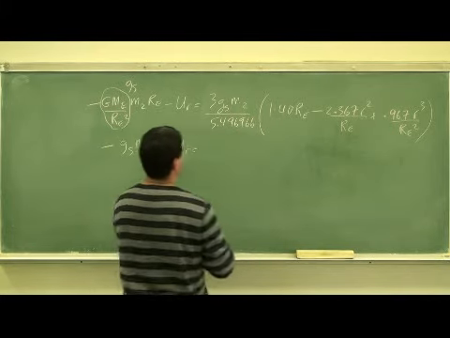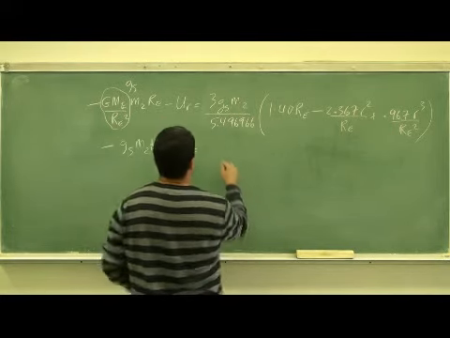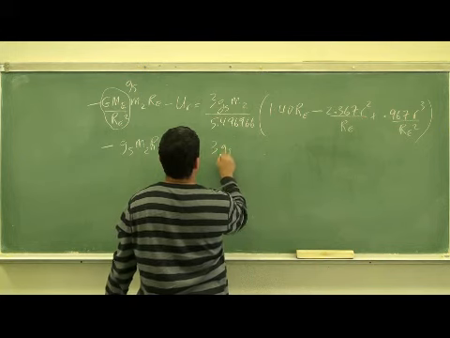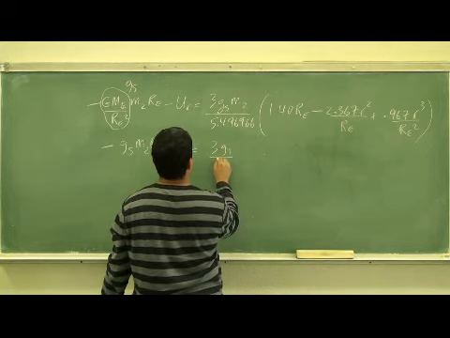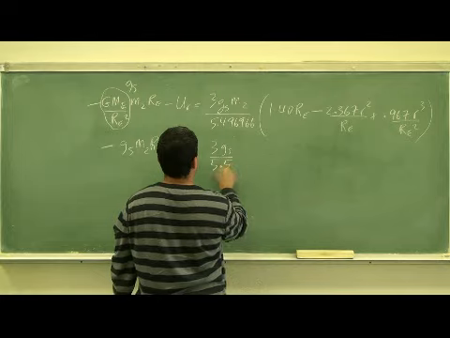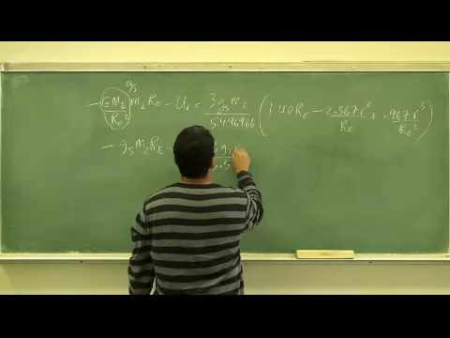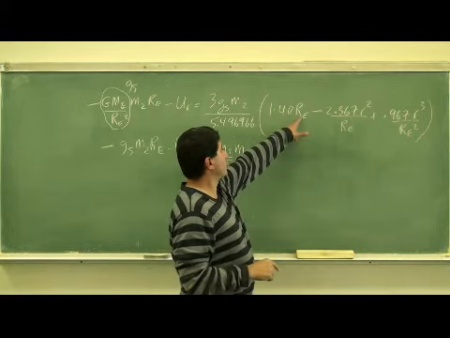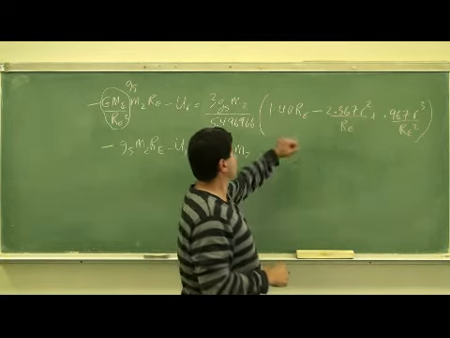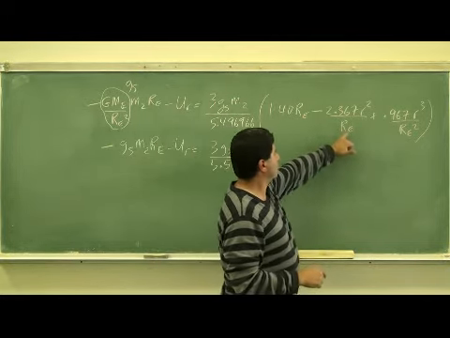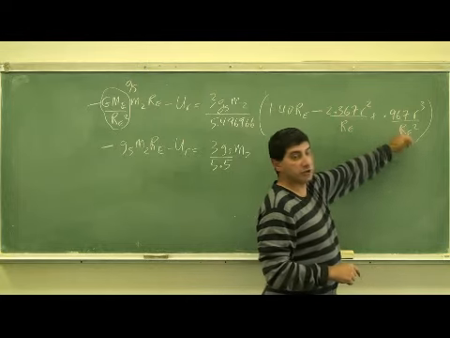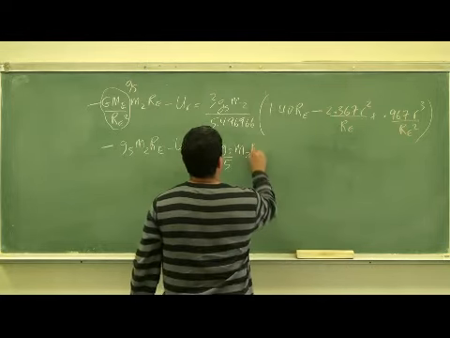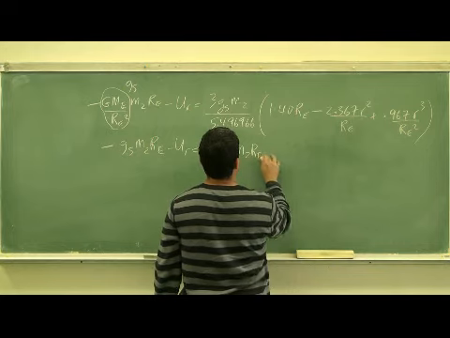I'm gonna round this to 5.5, so we don't have to always write all the sig figs here. 5.5 M2. Now another thing I'm gonna do is factor out the R of E, so that over here I'm gonna have R of E squared, and over here I'm gonna have R of E cubed. So you'll see here what's gonna happen.